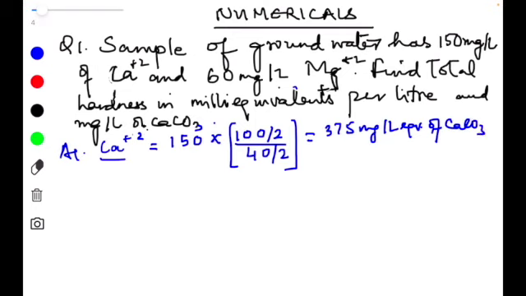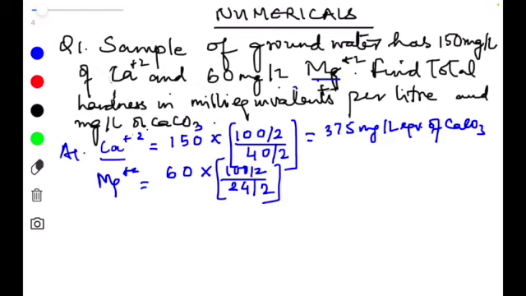Right. What else do we have besides calcium ion? We have magnesium ion. So we start with magnesium ion also. Mg+2 is equal to the concentration, which is 60 milligrams per liter given for magnesium ion, into 100/2 divided by what is the atomic weight of magnesium? It is nothing else but 24. Now you have to keep these figures in mind, and divided by 2. So what do I get after solving this? We simply get 250 milligrams per liter equivalence of calcium carbonate.